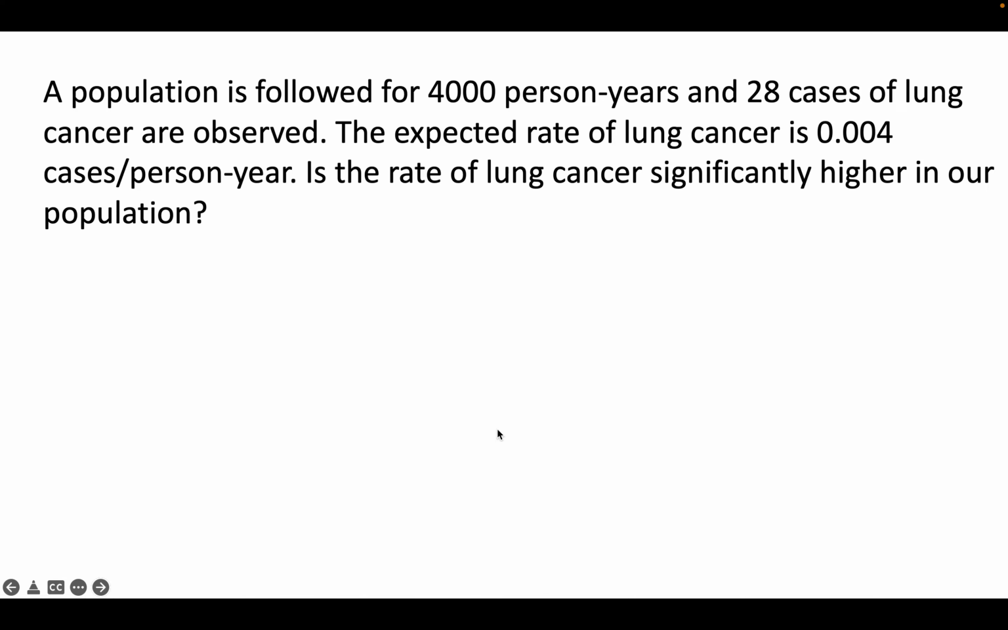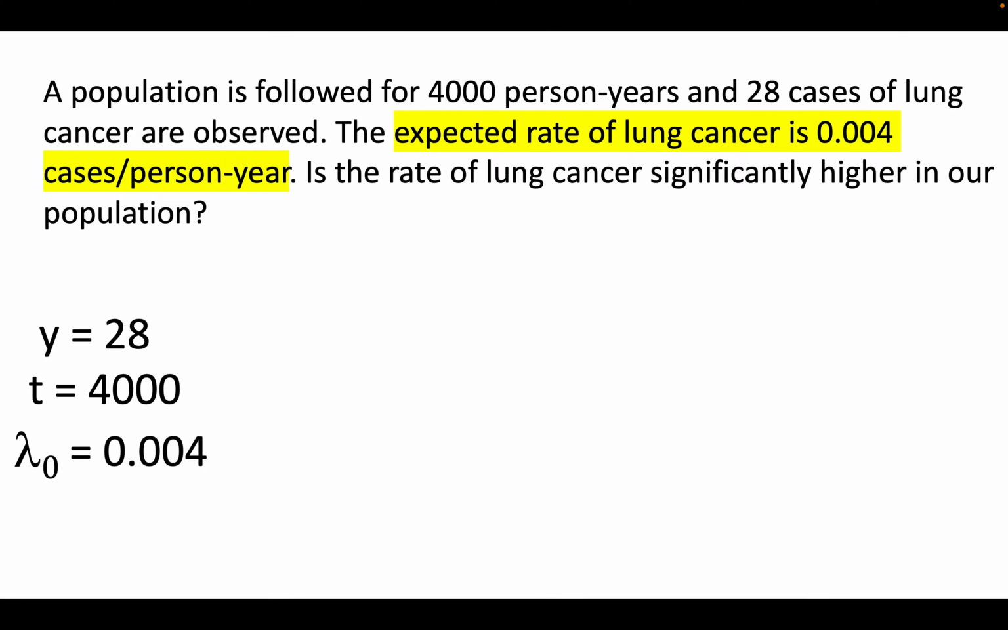So an example question: if a population is followed for 4,000 person years and 28 cases of lung cancer are observed, and we have an expected rate of lung cancer of 0.004 cases per year, is the rate of lung cancer significantly higher in our population? Pulling information out of this, 28 cases of lung cancer were observed. The time of follow-up was 4,000 person years. The expected rate, lambda naught, is 0.004.